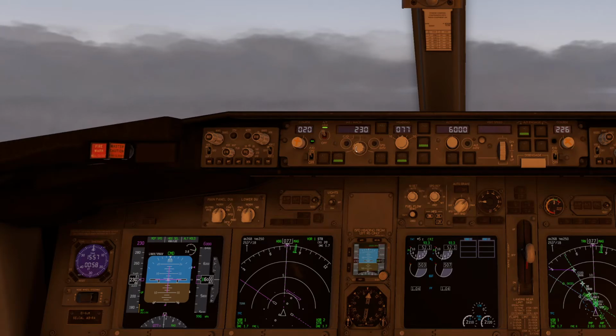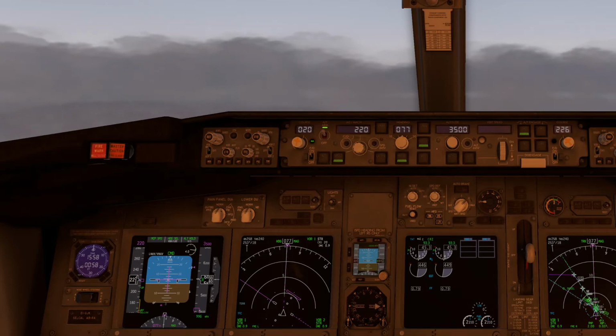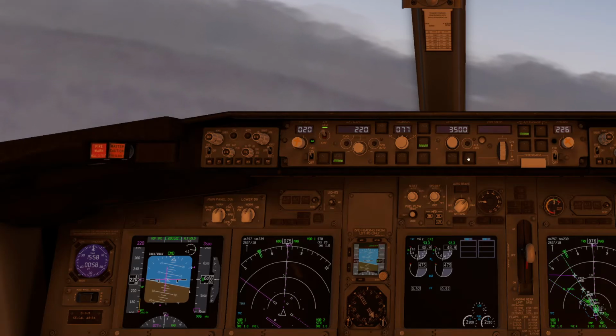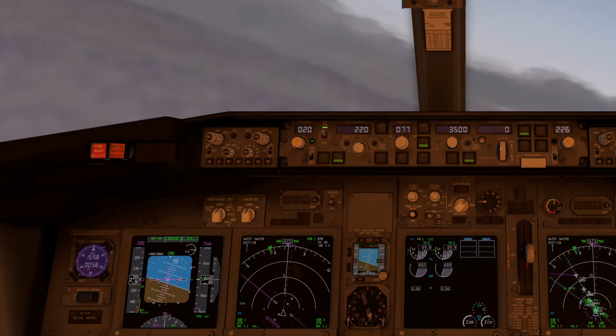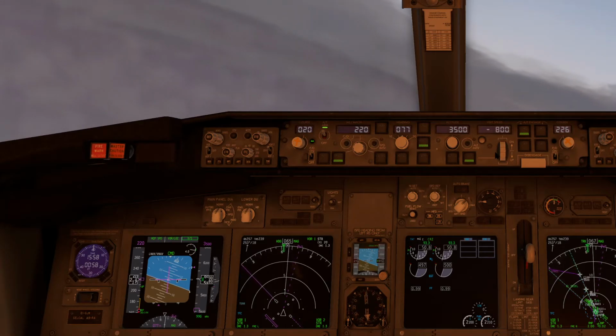So we can already reduce the speed to 220 knots and start descending. Okay, passing over Strasbourg. We should now turn left. Correct. And we can descend. Slow descent. 800 feet per minute is good enough.